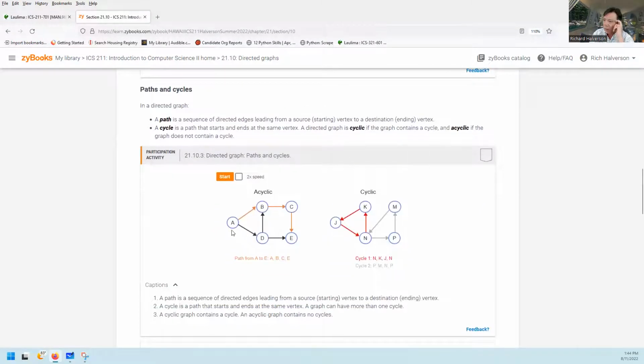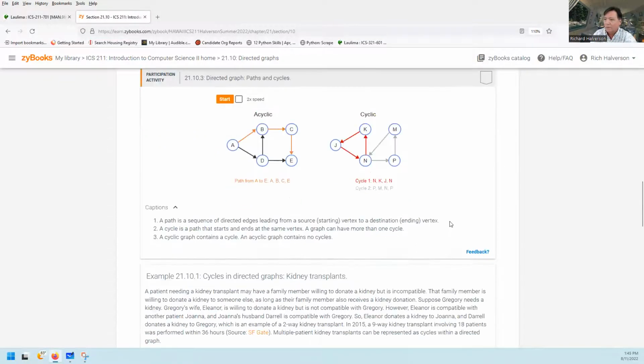Paths and cycles. Of course, a path is a valid path following the edges and the directions that they're designated. A cycle is when you start and end at the same vertex. So with directed graphs like this, you can have A, D. No, you can't go back to A, can you? There's no cycles in this graph. But in this one, there is. You can start at J and go to N and go to K and go back to J again. You can start at N, you can go to P, you can go back to M, you can go back to N again. So that's a cyclic graph.